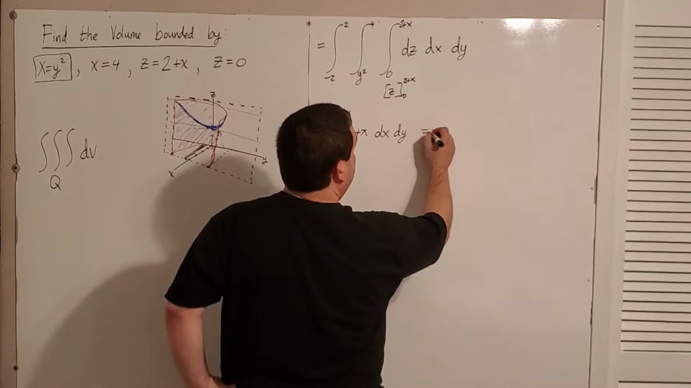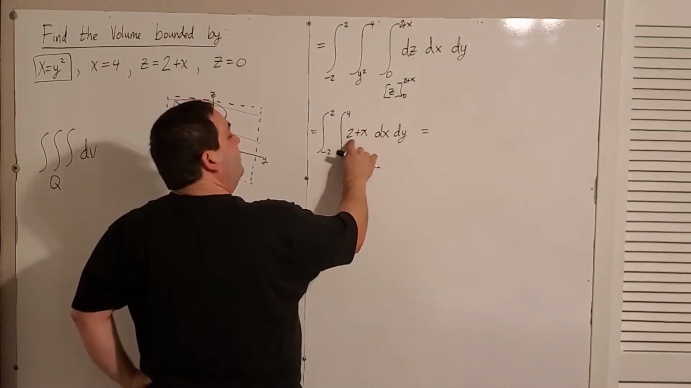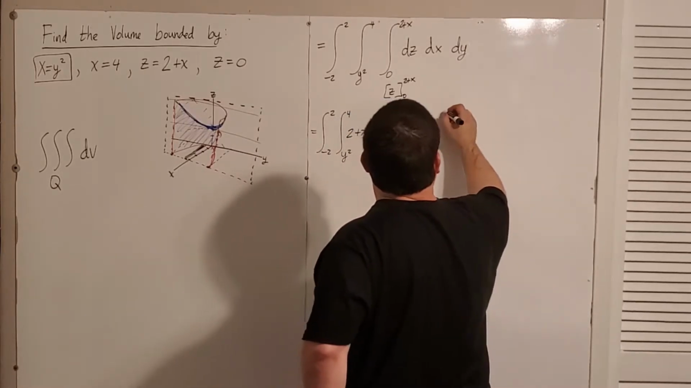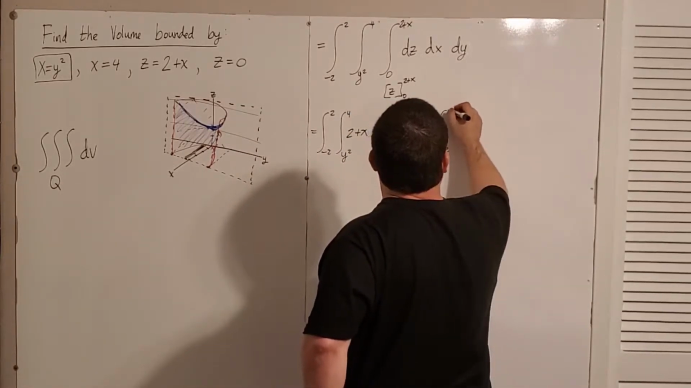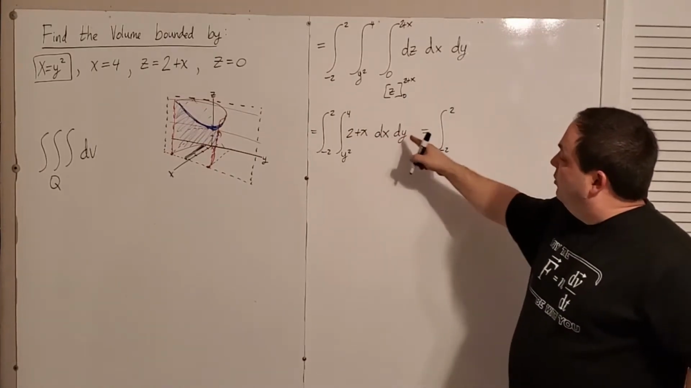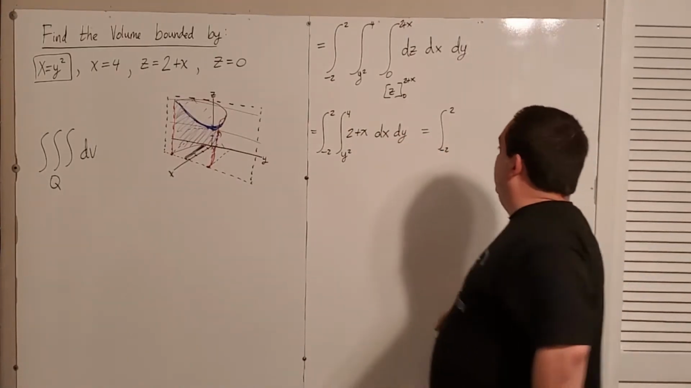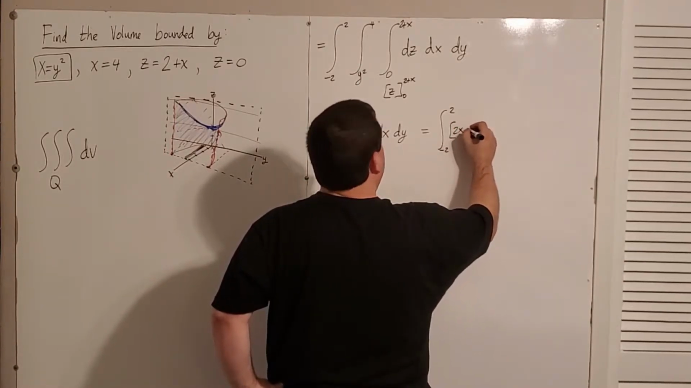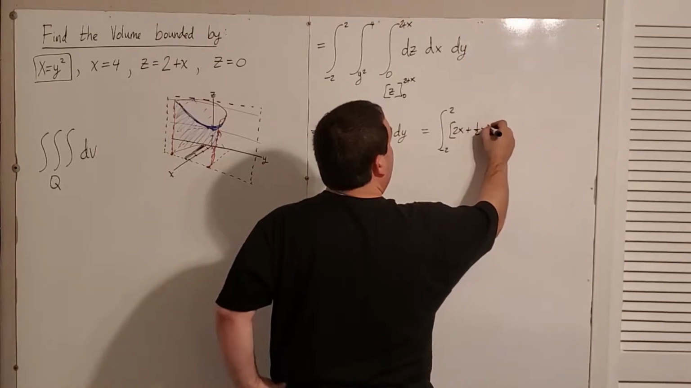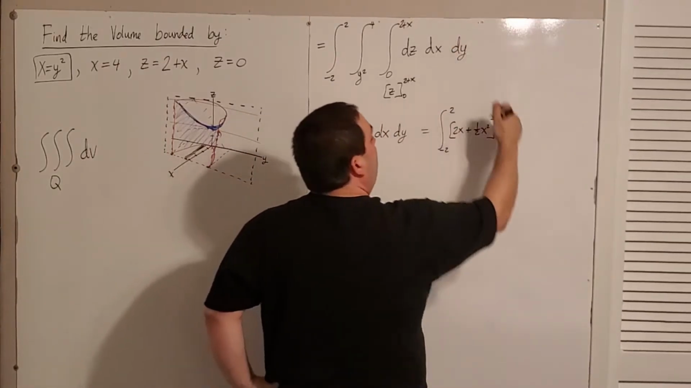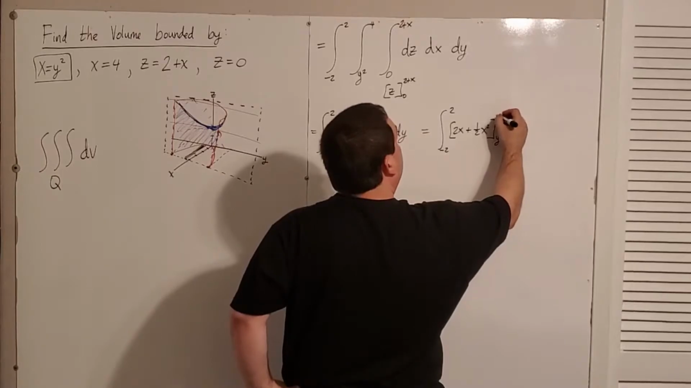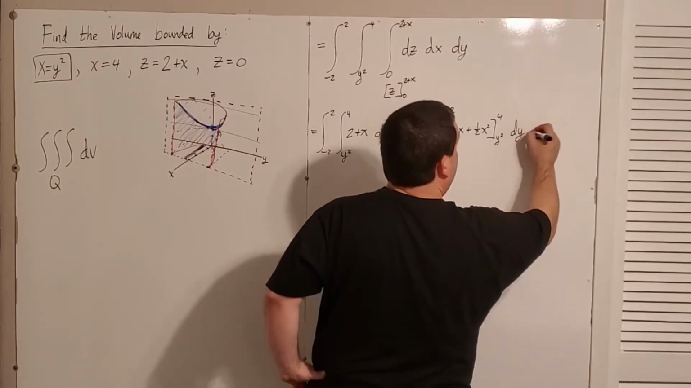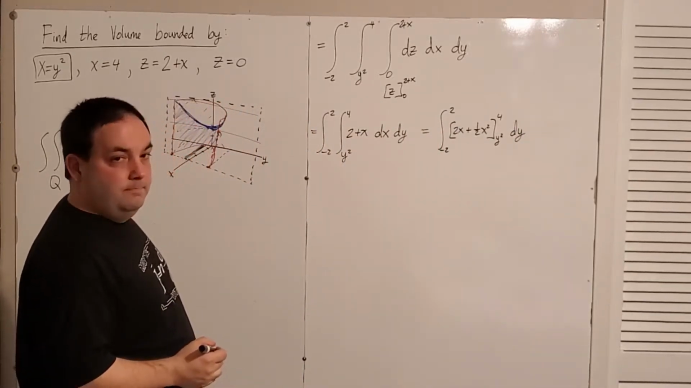Next, I'm doing the antiderivative of 2 plus x dx. So -2 to 2, still the integral for my y there. And then the antiderivative of 2 plus x is just going to be 2x plus 1/2 x squared, evaluated from y squared up to 4 dy.